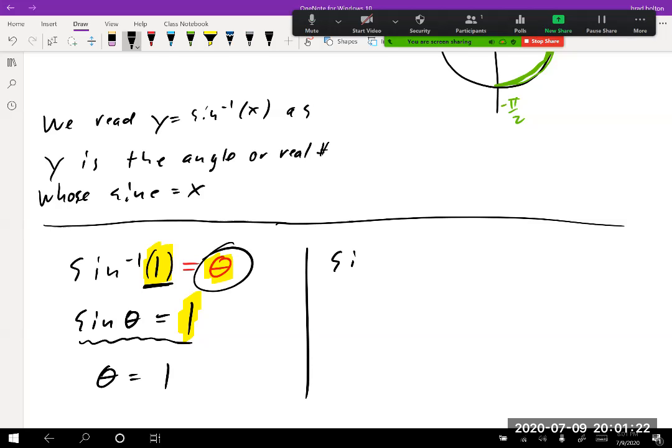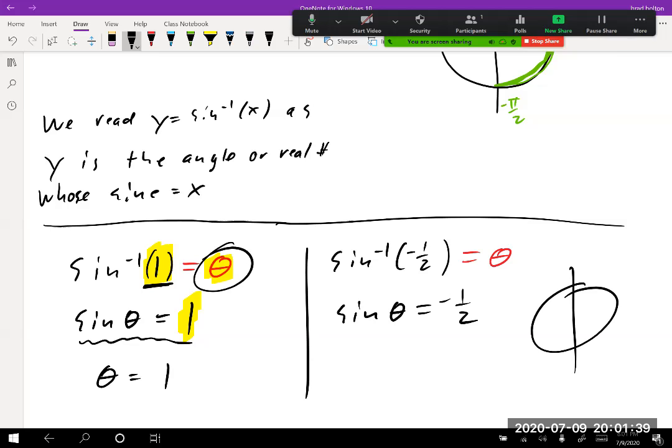What if I said sine inverse of negative 1/2, okay? So I'm going to say, well, this is some angle, theta. I want to know the sine of what angle theta would give me negative 1/2. So I'm going to draw my unit circle again, okay? Now I've got to think, when is sine negative? Well, sine is negative in 2 quadrants. Sine is negative here in quadrant 3, and it's also negative in quadrant 4, okay?